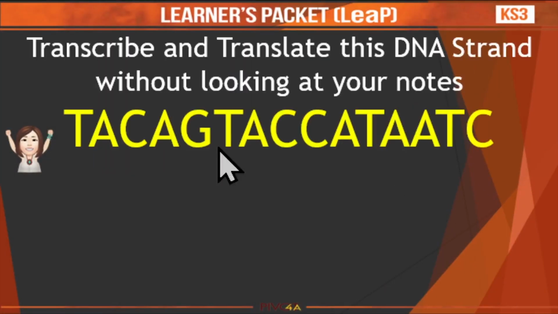Okay, so let's have transcribe and translate this DNA strand without looking at your notes. Tingnan natin. We have here the DNA strand TAC, AGT, ACC, ATA, ATC, or we have the thymine, adenine, cytosine, adenine, guanine, thymine, adenine, cytosine, cytosine, adenine, thymine, adenine, adenine, thymine, cytosine. So what will be the complementary mRNA, tRNA, and amino acid ng ating DNA strand na ito?